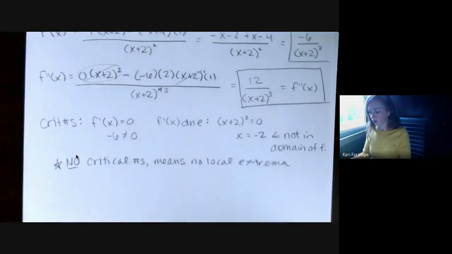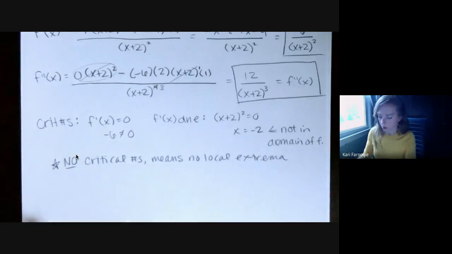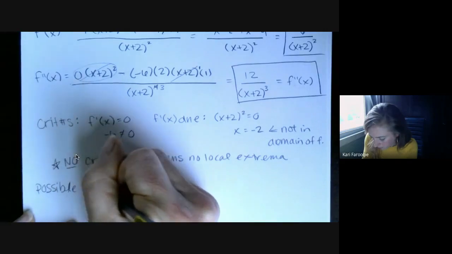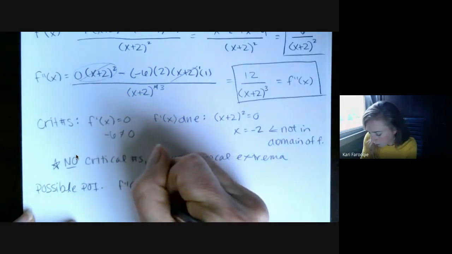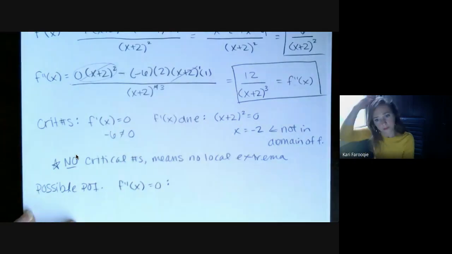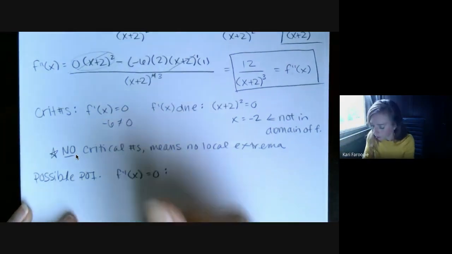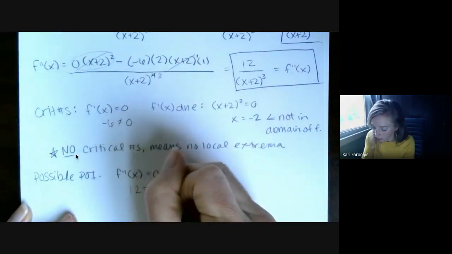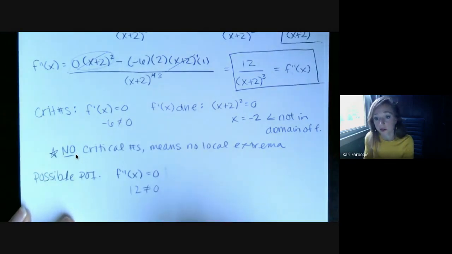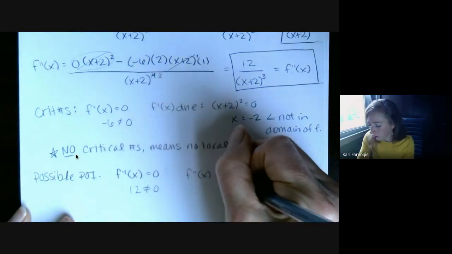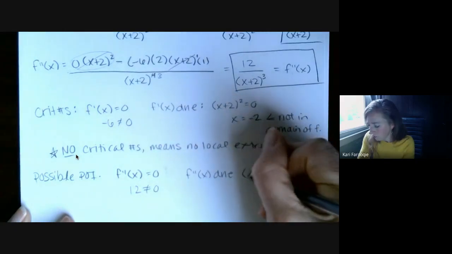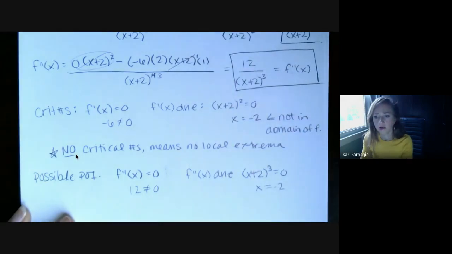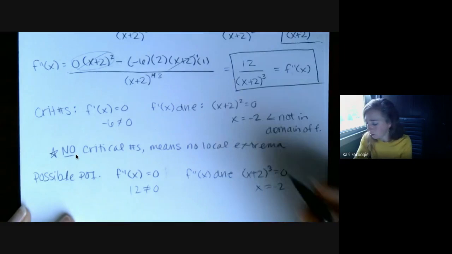Okay, so let's do something similar with the second derivative and look for possible points of inflection. And these will occur when f double prime of x equals 0. Well, guess what? f double prime of x can't be equal to 0 because 12 cannot be equal to 0. And notice again that when f double prime of x does not exist, you're dealing with another situation where if you set the denominator equal to 0, you get x equals negative 2, which is not in the domain of the original function.